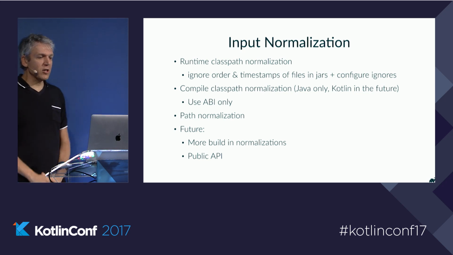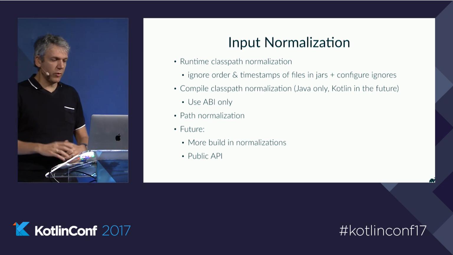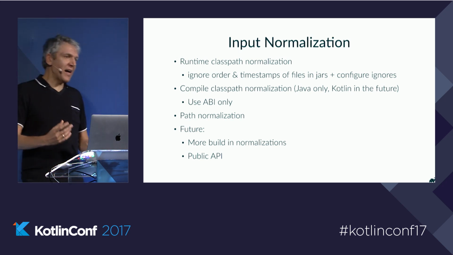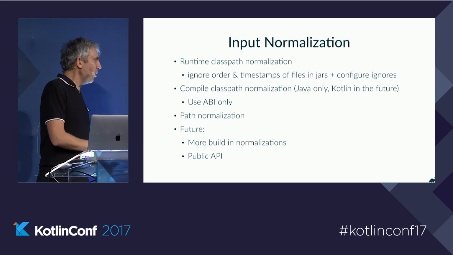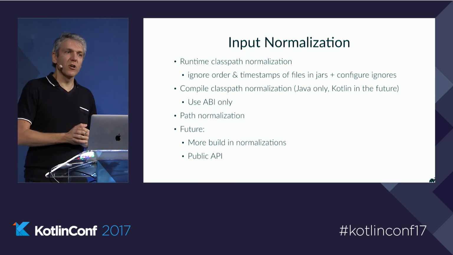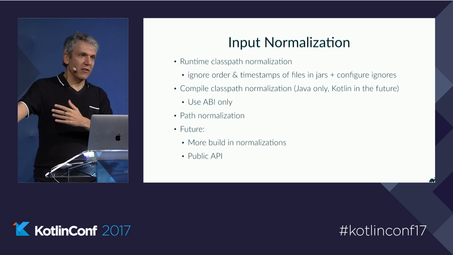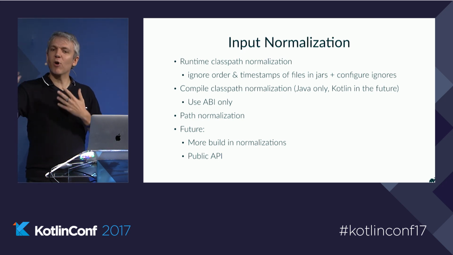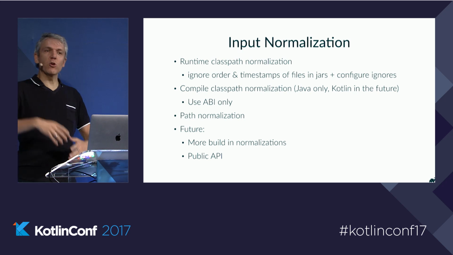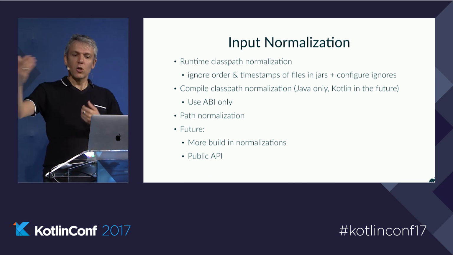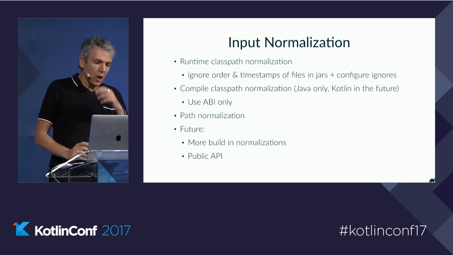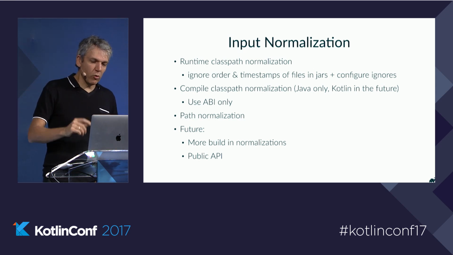The other thing we're doing is a very interesting one. At the moment, it works only for Java, but we will be working on making it also work for Kotlin. It's compile classpath normalization. For the compile classpath, we do a little bit more. We normalize the compile classpath to just the public signature of your classpath. We completely ignore any implementation, any private methods, to check whether the compile classpath has changed or not. That means when you change the implementation of a method and I depend on your module, it will not trigger a recompile, because it's an implementation change. Again, at the moment it works only for Java, but we will also make that work for Kotlin.